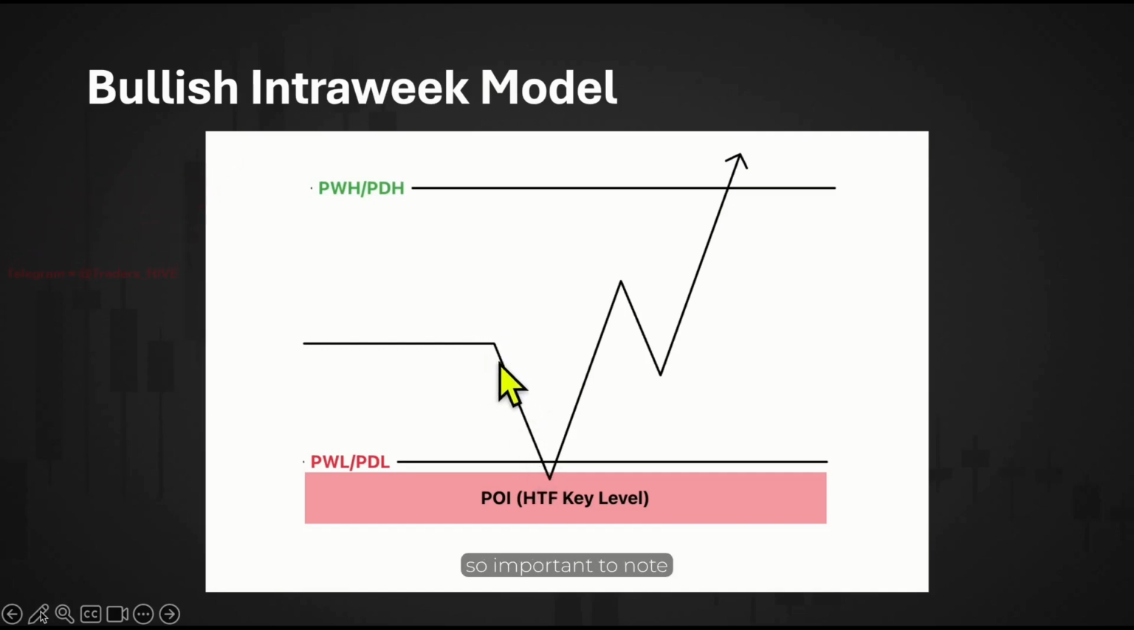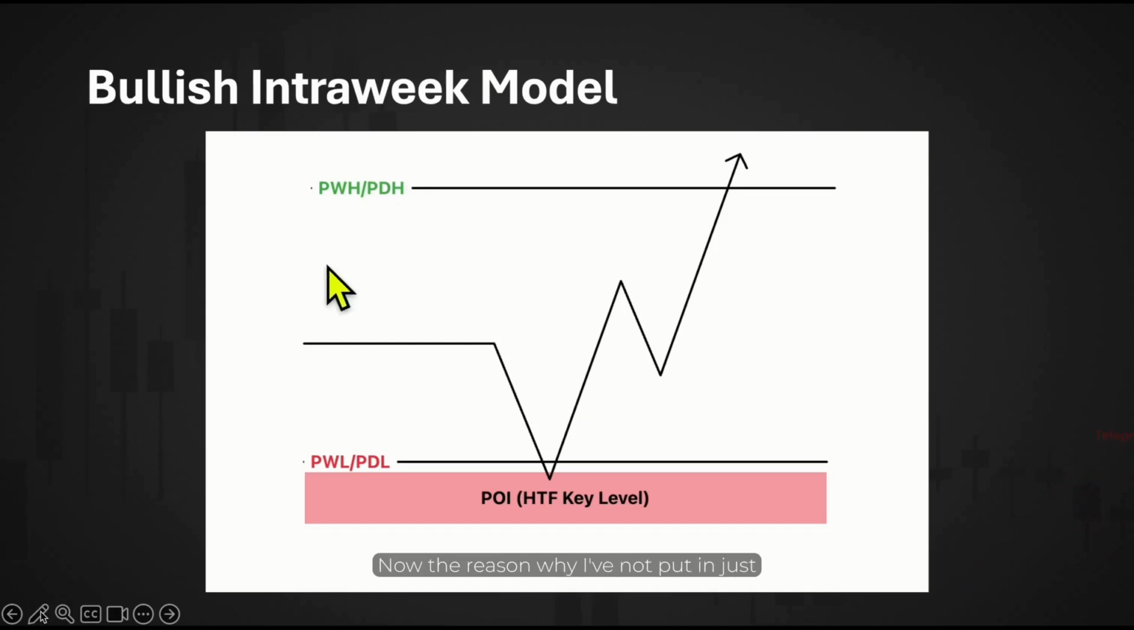And this drop lower is so important to note because we are bullish for the week, meaning we're expecting higher prices. So what we're looking for is manipulation lower into that key sell-side liquidity pool, into that higher time frame key level, for example, a higher time frame imbalance, so that we can then see the low of the week form in this area, so that the market can begin to expand towards the upside and draw towards the previous week's high or the previous day high.